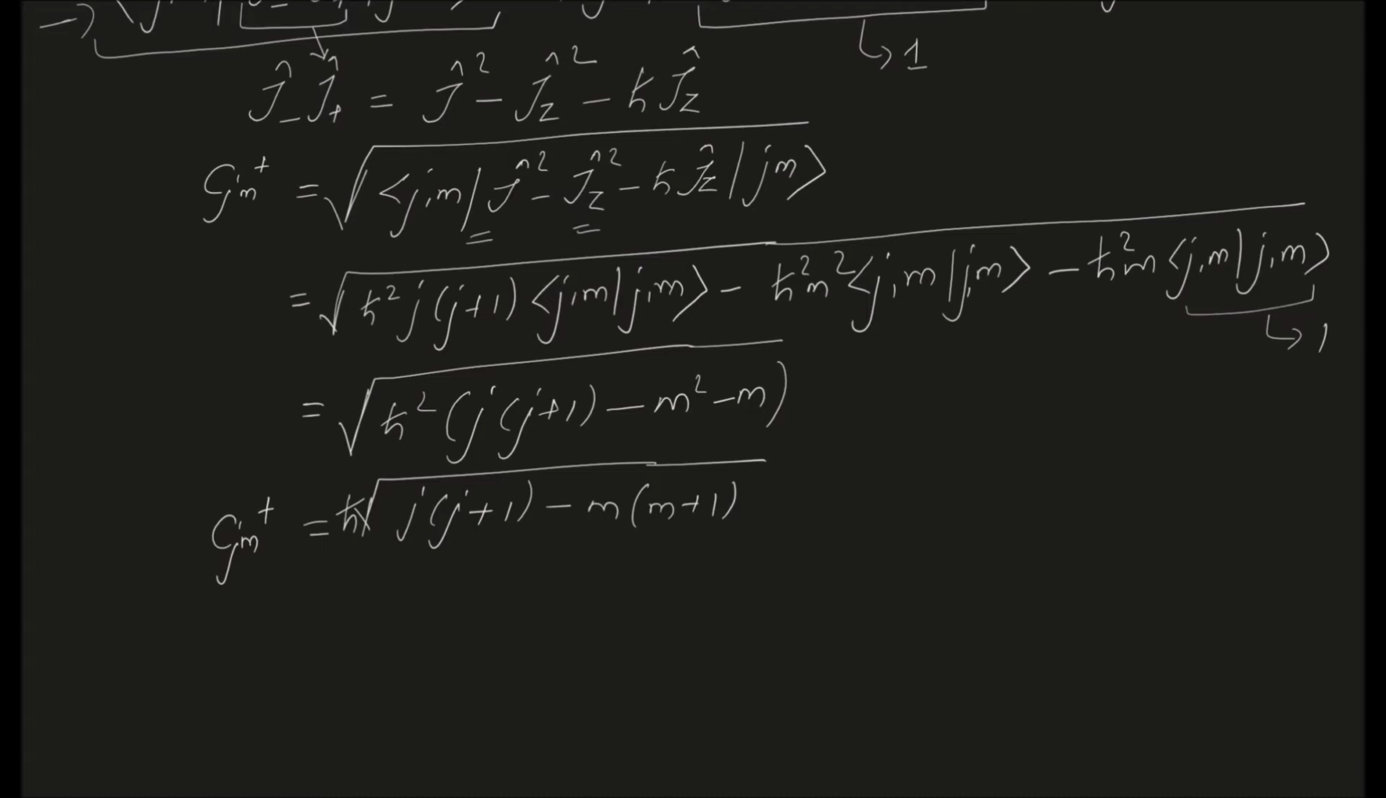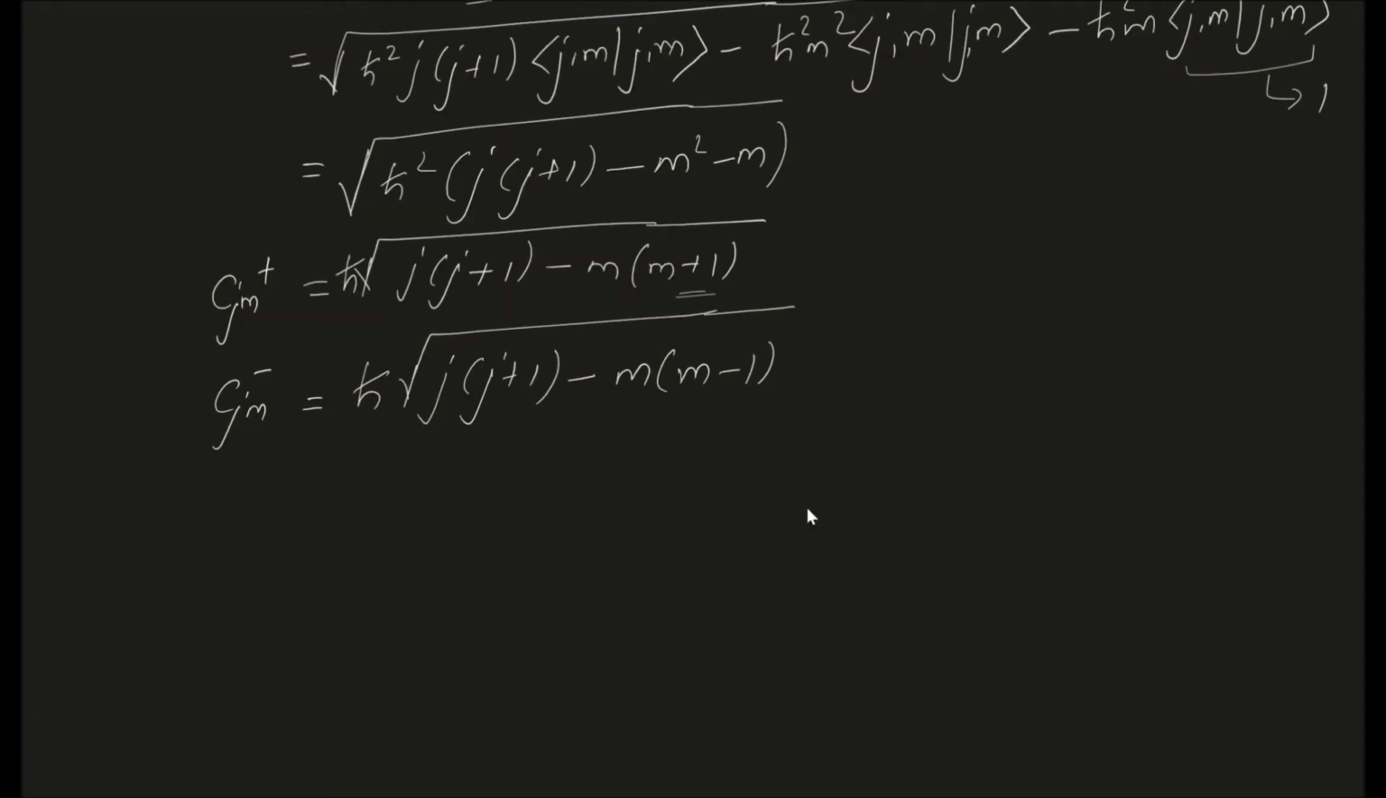Now, in analogy, we can write the expression for C_jm minus for the lowering operator. That will be given by h cross into square root of j into j plus 1 minus m into m minus 1. The only difference is that we have an m minus 1 term here, and there we had an m plus 1 term.